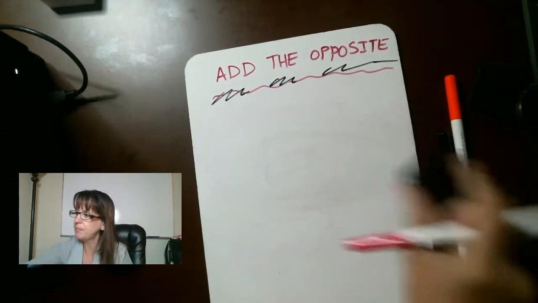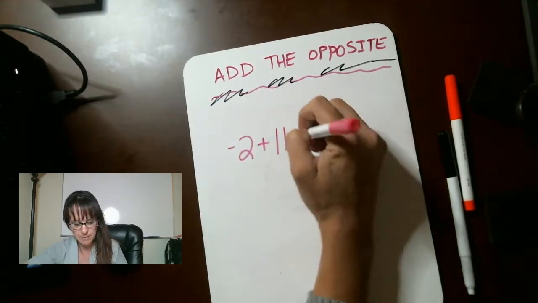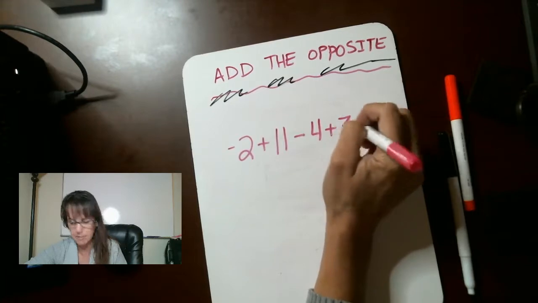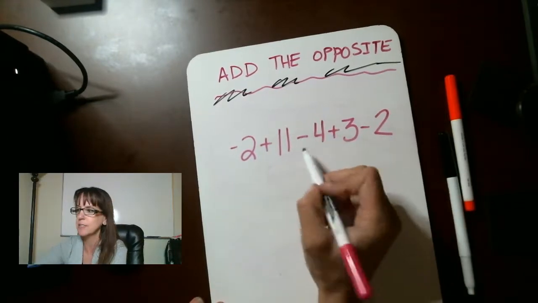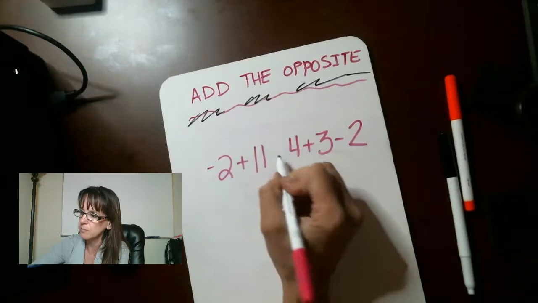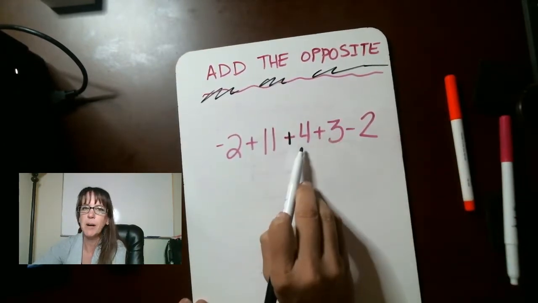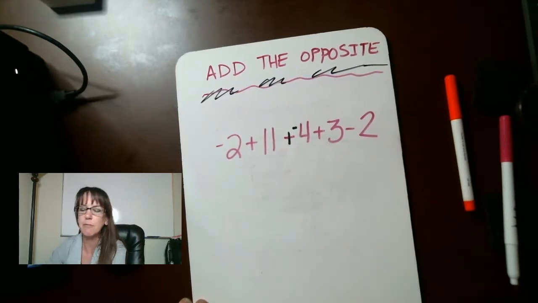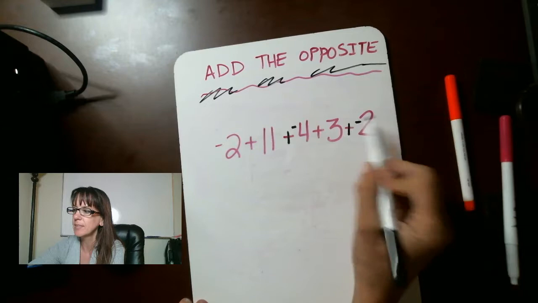All right, we have -2 plus 11 minus 4 plus 3 minus 2. All right, we take a look at those subtraction problems and we find those and we add the opposite. So we're going to add, and then, in fact, I will use that different colored marker, so hopefully you guys can see that. We're going to add, and the opposite of +4 is -4. We're going to add, and the opposite of +2 is -2.